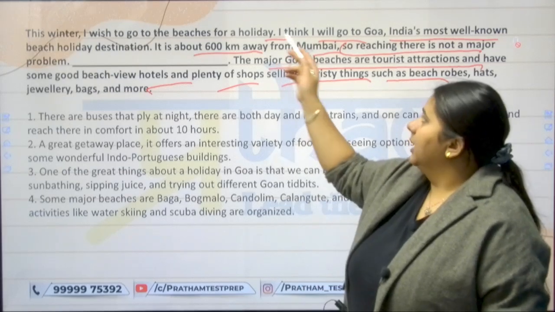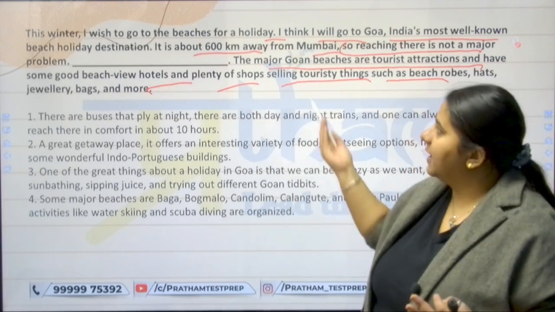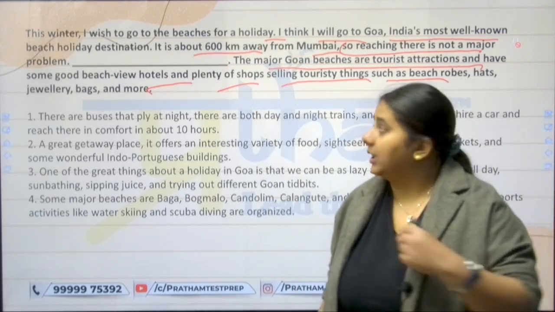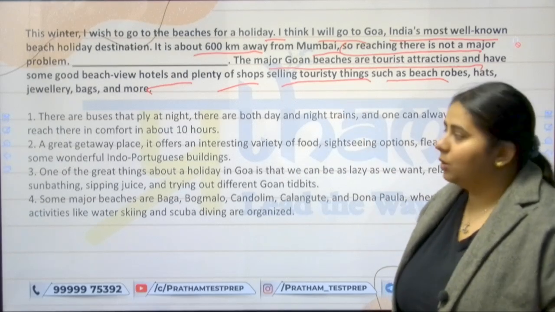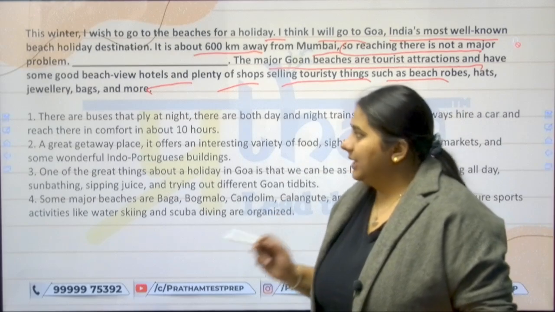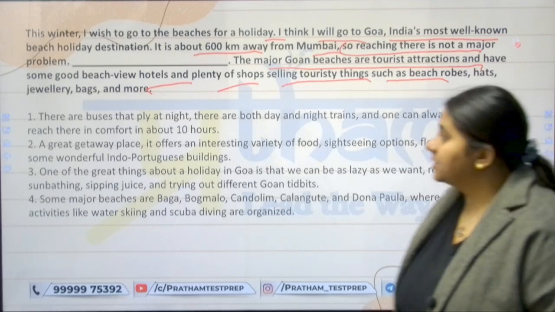Now, this talks about जाने का कैसा है, how far it is and commute कैसे करना है. This talks about the things which a person sees in Goa, finds in Goa. Let's try eliminating which option fits the best.